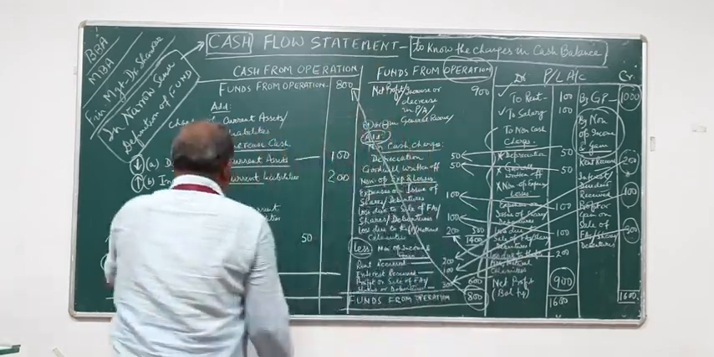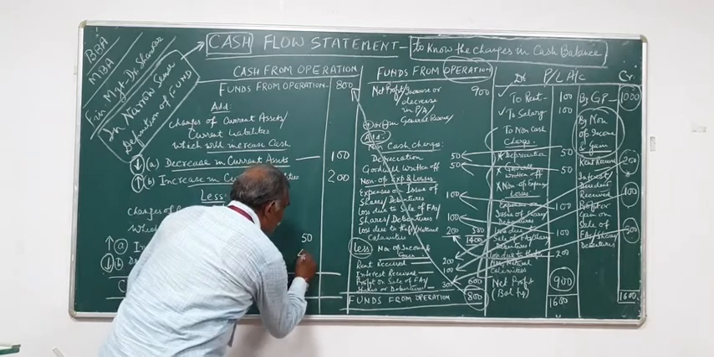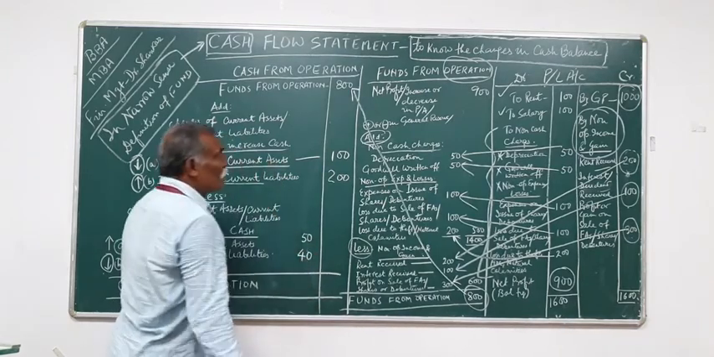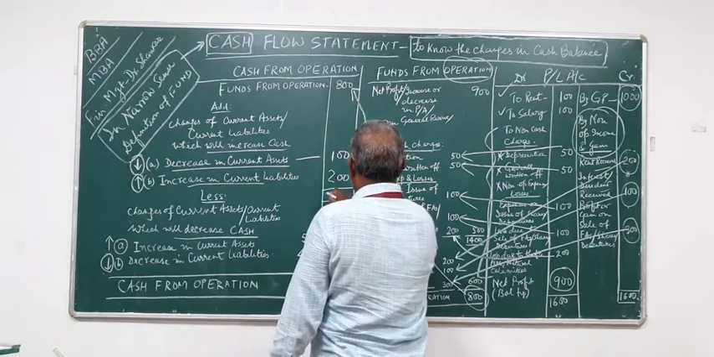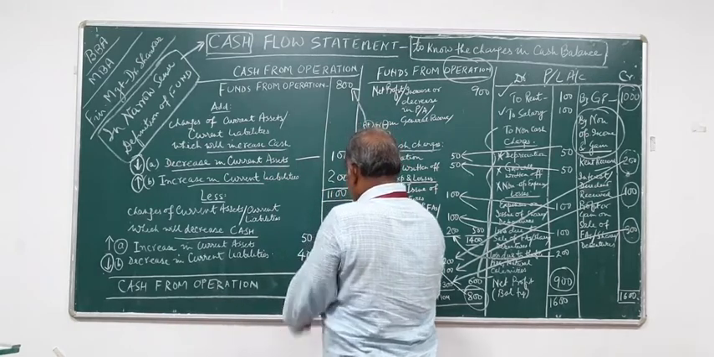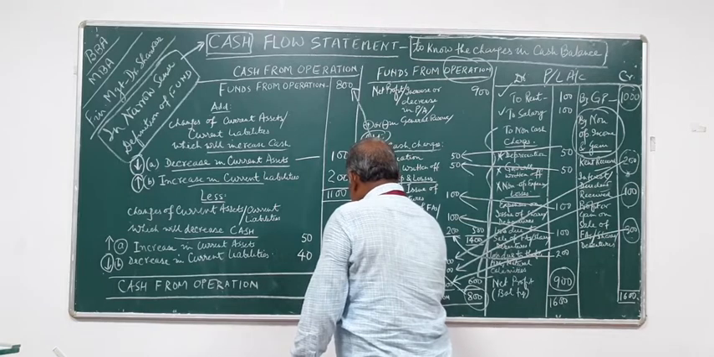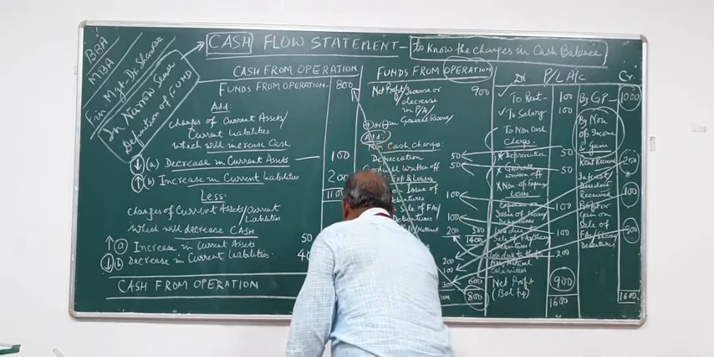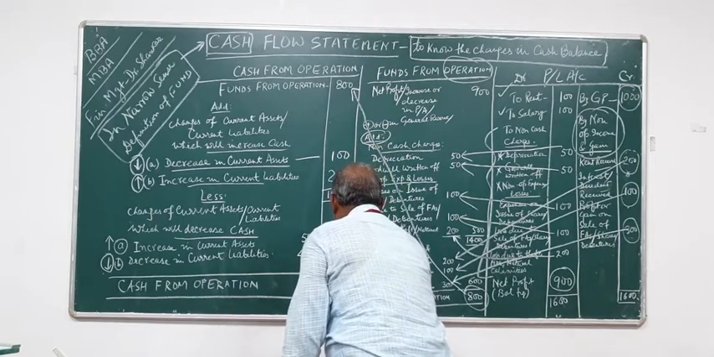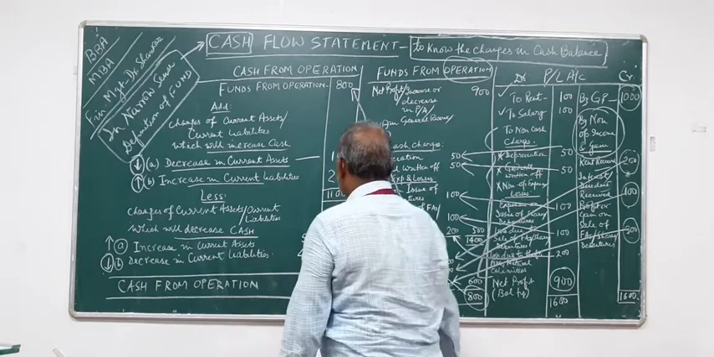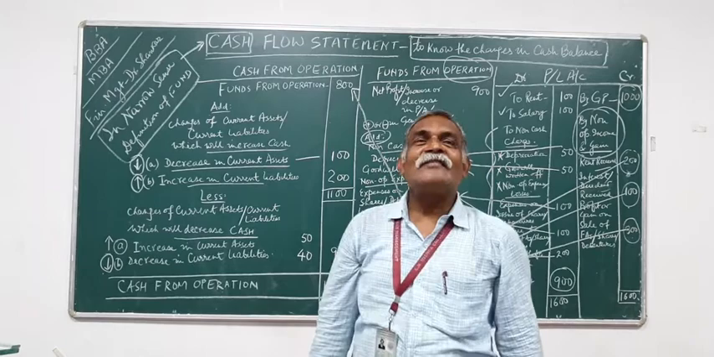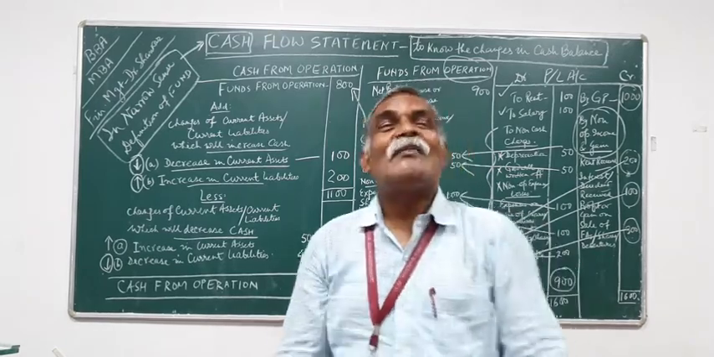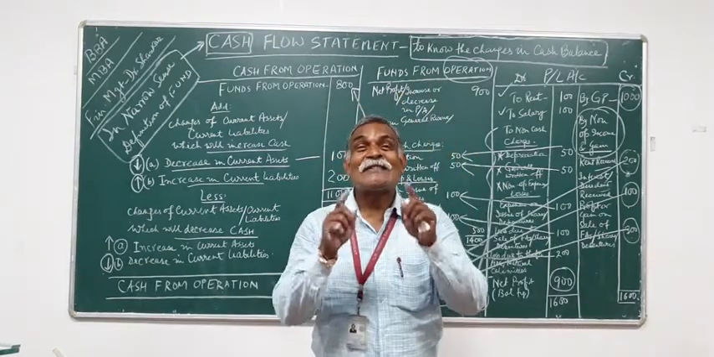So here the decrease is, suppose, 40 rupees. When you add, this will be 1100 and this is 90. So the amount will be how much? 1010 rupees. And this 1010 rupees is what? This 1010 rupees is cash from operation.